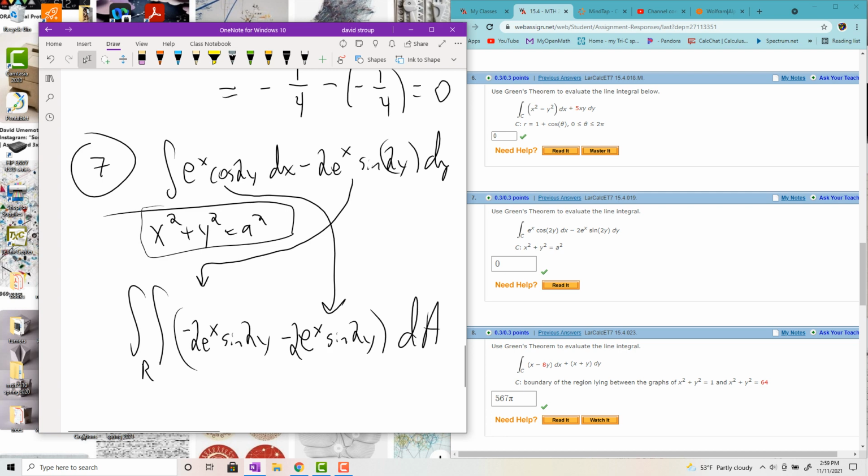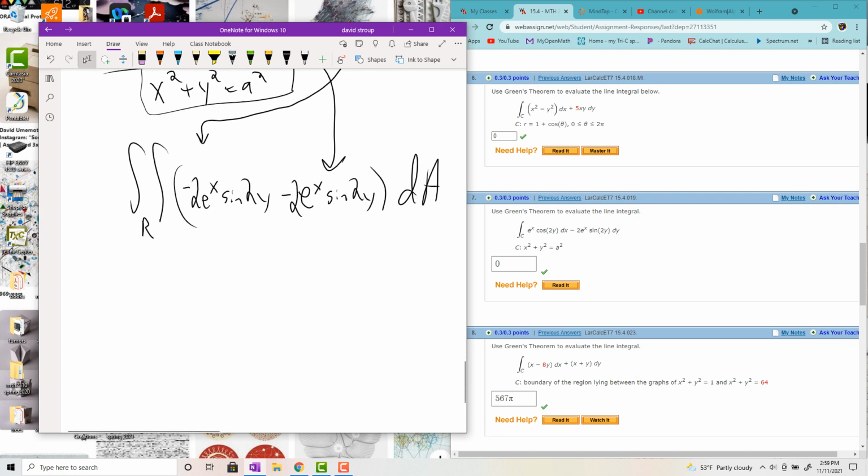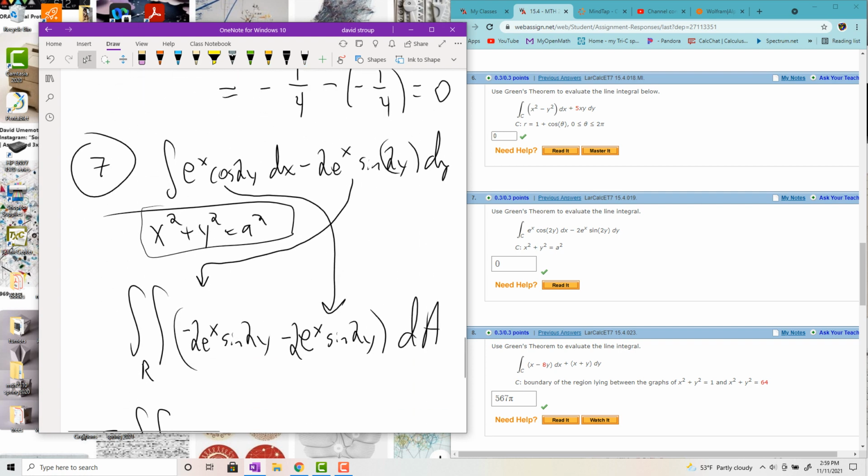Did I take the derivative correctly? Derivative of the second guy with respect to x. It's just the derivative of e to the x is e to the x. The derivative of the first guy with respect to y, e to the x negative sine 2y. Yeah, I mean it's right. All right, well, whatever. So I get the double integral of negative... There's no way. I must have made a mistake.